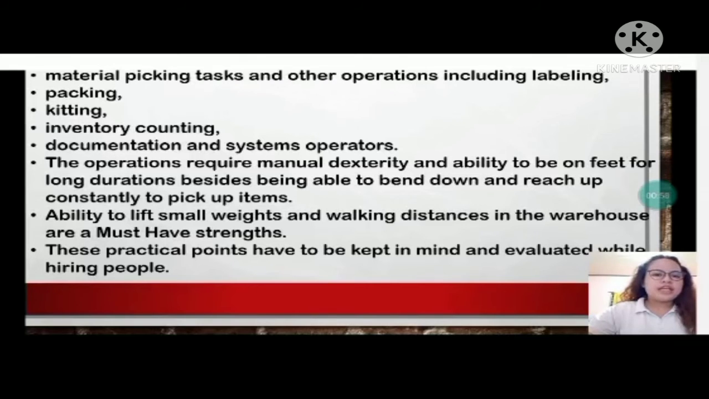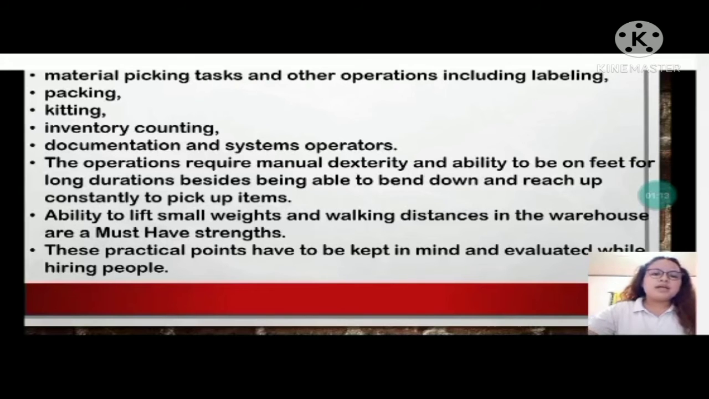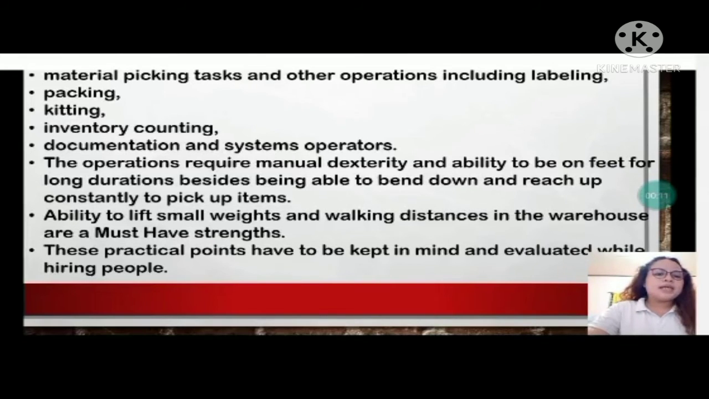Next is the documentation and systems operators. Next, the operations require manual dexterity and the ability to be fit for long durations, besides being able to bend down and reach up constantly to pick up items. Next is the ability to lift small weights, and walking distances in the warehouse are a must-have strength. And lastly, these practical points have to be kept in mind and evaluated while hiring people.